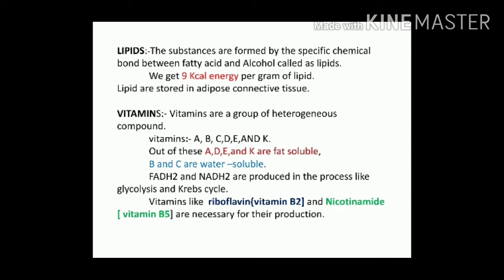Now, FADH2 and NADH2 are produced in processes like glycolysis and the Krebs cycle. Vitamins like riboflavin, that is vitamin B2, and nicotinamide, vitamin B5, respectively are necessary for their production.